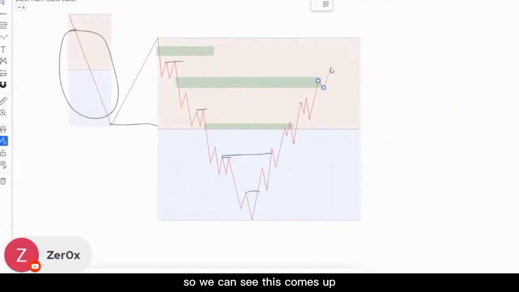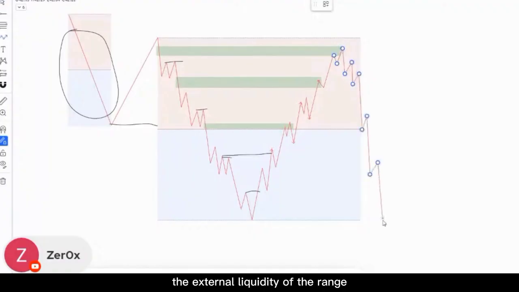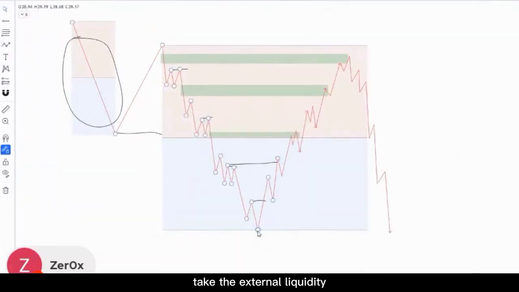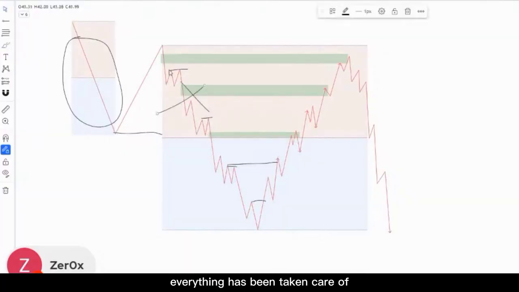So we can see this comes up, and then at this point, when you get this kind of reaction here, now you can look to target the external liquidity of the range. And you're not going to stop here, and you're not going to stop here. You're going to take partials there. But if you're trading whatever time frame you're on, this could be used on a daily, weekly, hourly, 15-minute, 5-minute, 1-minute, whatever you're using. You can look at price in the sense that now we're likely to go take the external liquidity, because now all of this internal liquidity has been cleaned up. Everything has been taken care of. So there's no reason for price to move back up.